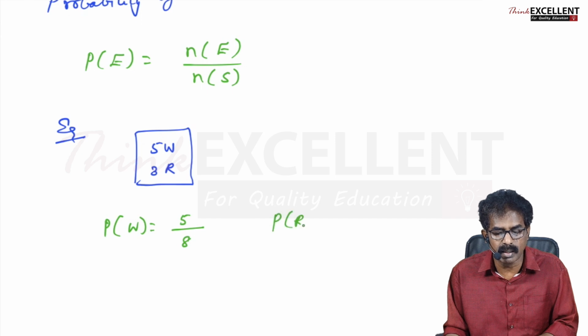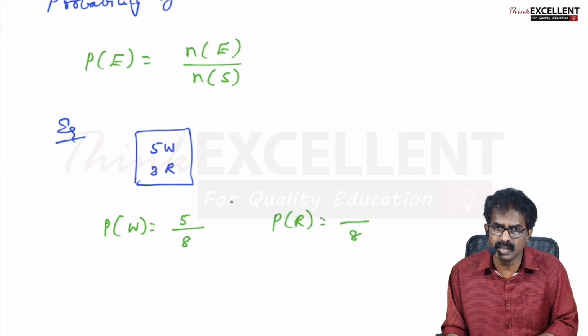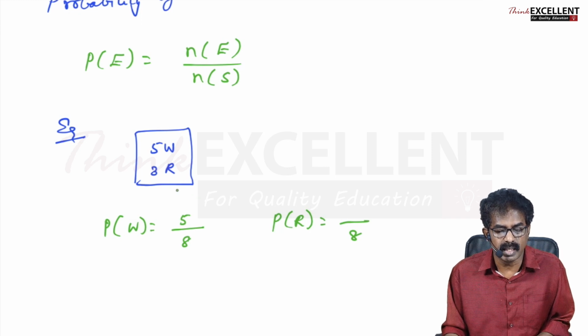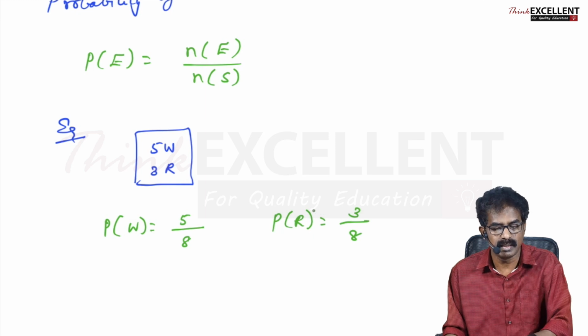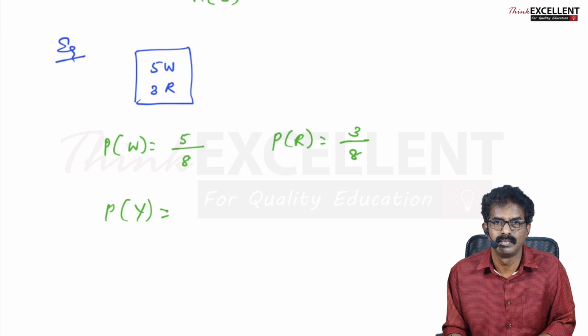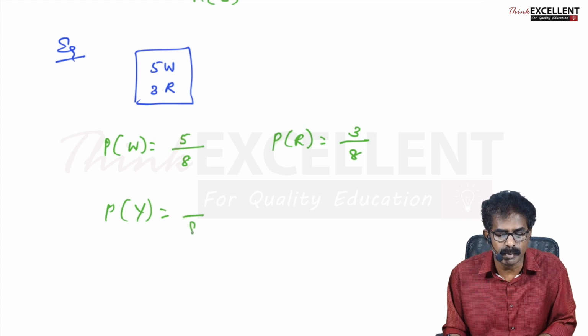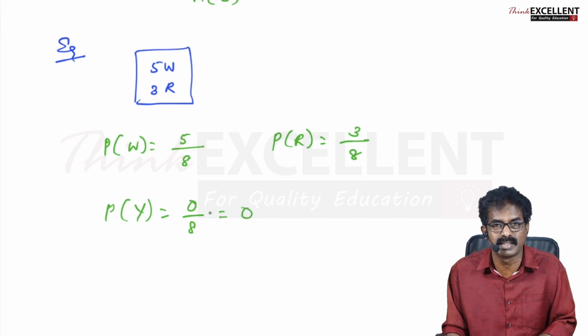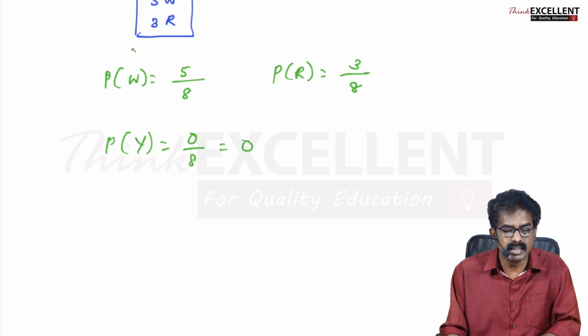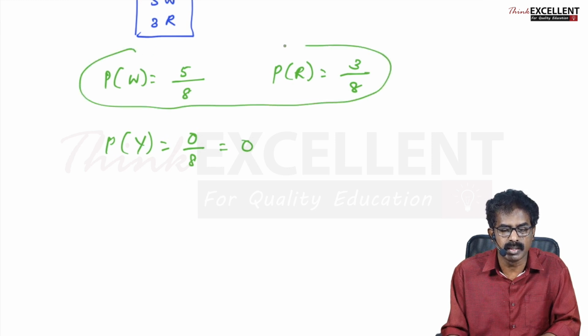Probability of getting a red ball. Denominator is always 8 for this question because the total is 8, right? Favorable case, red. How many red balls are there? 3 red balls. So your answer is 3 by 8, right? What is the probability of getting a yellow ball? Total is 8, denominator 8. How many yellow balls are there? Nothing, so you put 0. It is an impossible event, right? 0 by a number, your answer is 0.